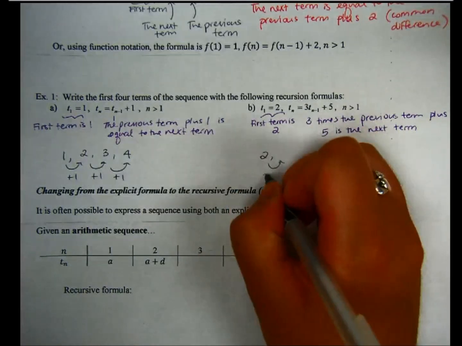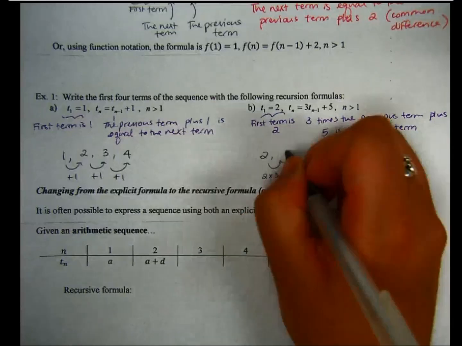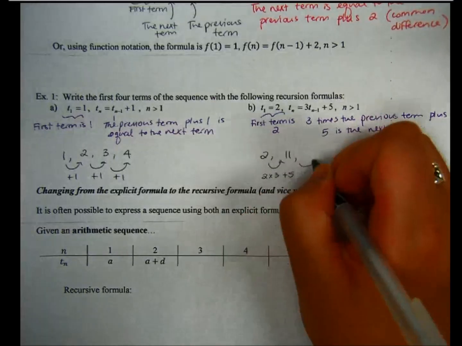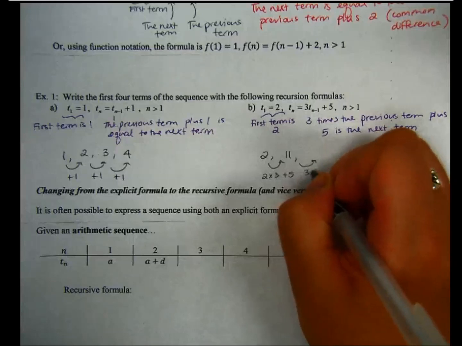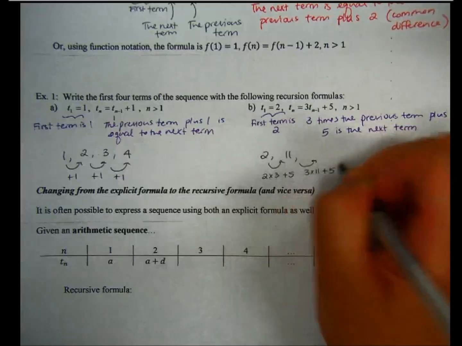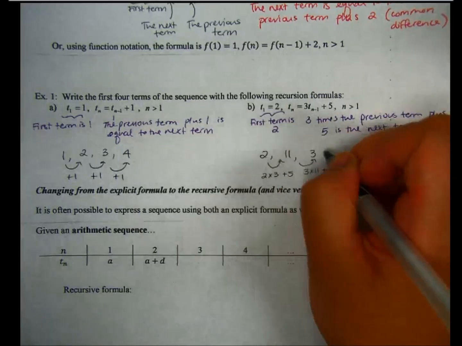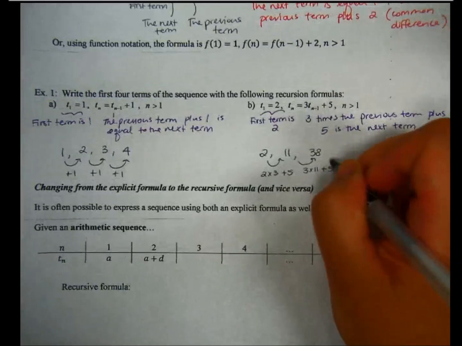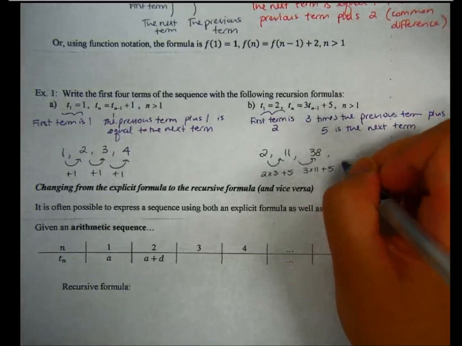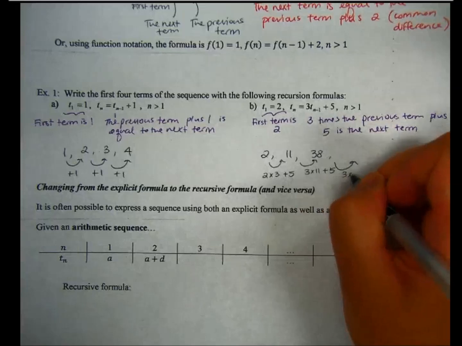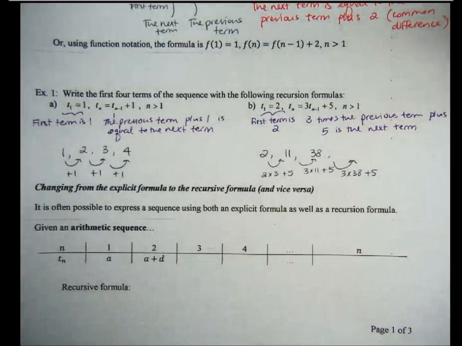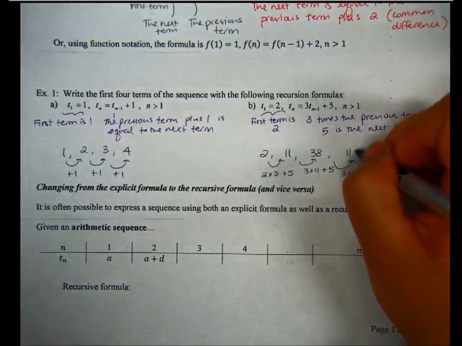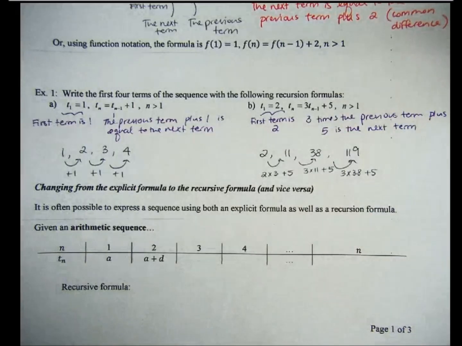2. The next number is going to be 3 times 2 plus 5, so 11. The next number is going to be 3 times 11 plus 5, so 38. And then the next number is going to be 3 times 38 plus 5, which is 119. Okay, move on to the next video.